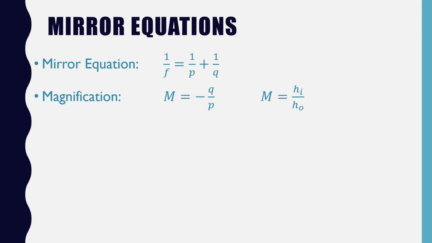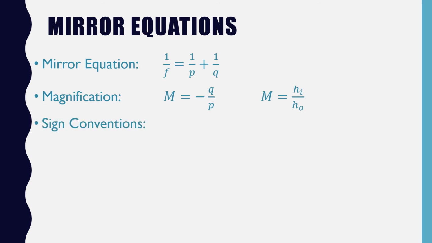There are 2 equations we can use to calculate magnification. In one case, the magnification is equal to -q over p, or the negative image distance divided by the object distance. Another way of calculating it is to say that the magnification is equal to the image height, hi, divided by the object height, ho. Sometimes we may even set these 2 equations equal to each other to find the image height when we know the image and object distance.